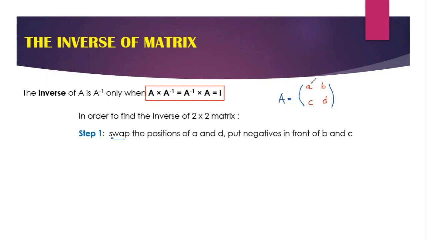So you have to swap this component matrix. Okay, so it will be here D and here A. Swap the position of A and D and then put negatives in front of B and C.